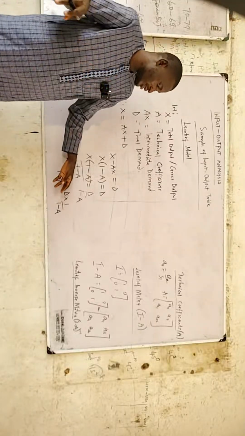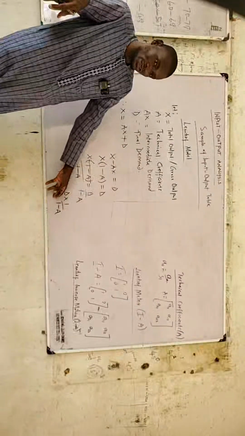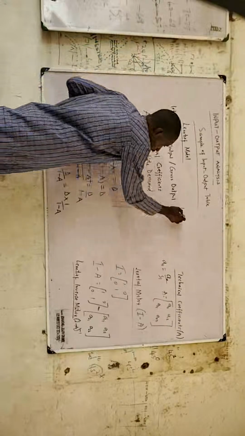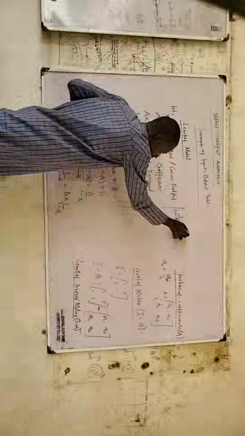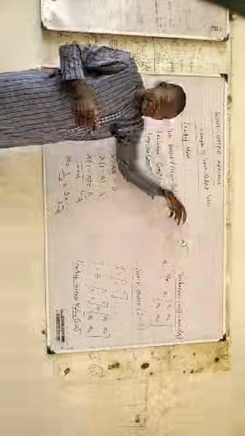So the law of indices states that if you have such a thing, you can take the inverse of that number. So 1 over (1 minus A) is the same as (1 minus A) inverse, by the law of indices. So in place of this 1 over (1 minus A), you can then have X is equal to (1 minus A) inverse times D.